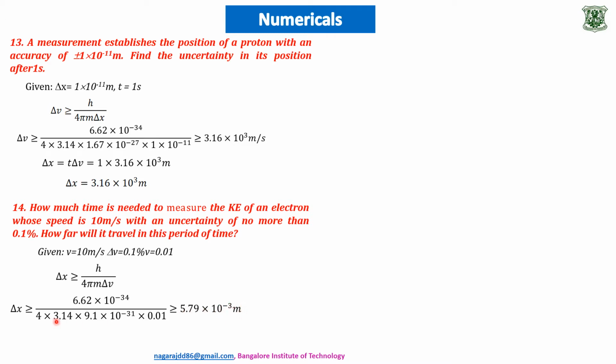This is delta x. Now once I know delta x and once I know delta v, I calculate t. T is equal to delta x by v. Delta x is known, v is known, then it is 5.79 into 10 power minus 4 second. So v is 10 meter per second. Time taken is 5.79 into 10 power minus 4 seconds. So this is the time needed to measure the kinetic energy.